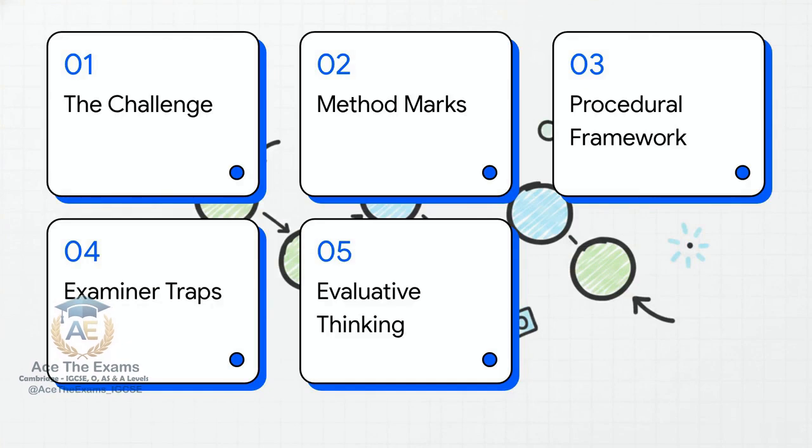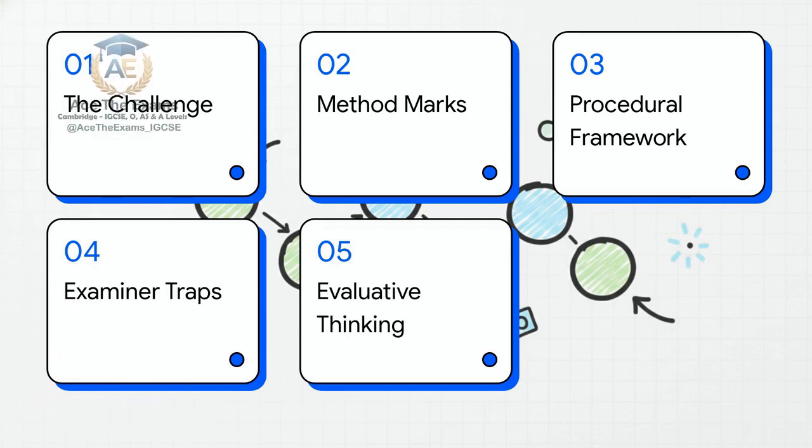Okay, let's look at our roadmap for today's session. We've got 5 key areas to hit. First, the challenge. Second, hunting for method marks. Third, the procedural framework. Fourth, avoiding top examiner traps. And finally, mastering evaluative thinking. Let's get right into it.